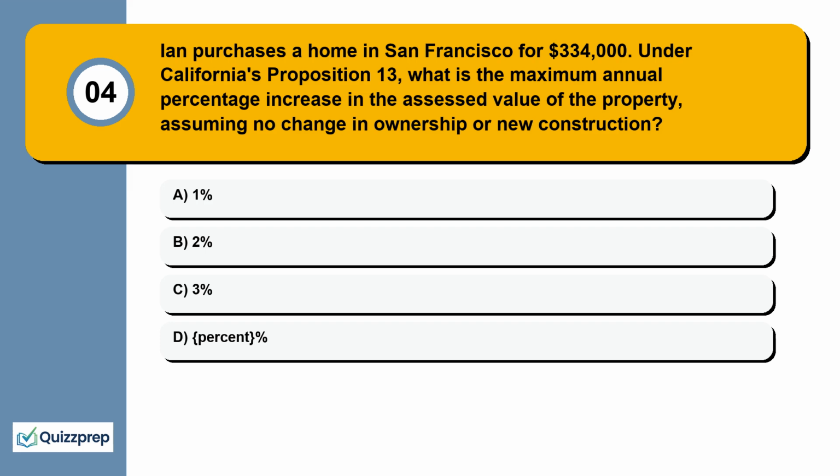Question 4. Ian purchases a home in San Francisco for $334,000. Under California's Proposition 13, what is the maximum annual percentage increase in the assessed value of the property, assuming no change in ownership or new construction? 1%, 2%, 3%, 5%.